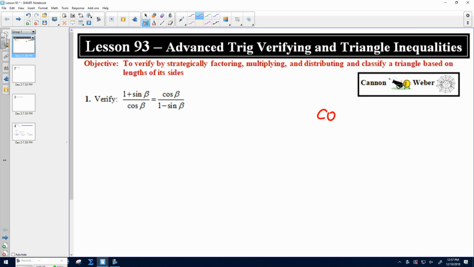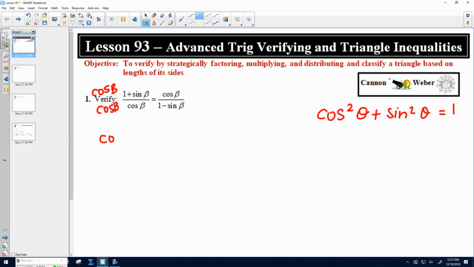So just a reminder that cosine squared theta plus sine squared theta equals 1. And so what would be really nice to have is a cosine squared beta in the denominator. So then we could factor and cancel stuff. So what I want to get is a squared term right here. So I'm going to multiply the top and the bottom by cosine beta.